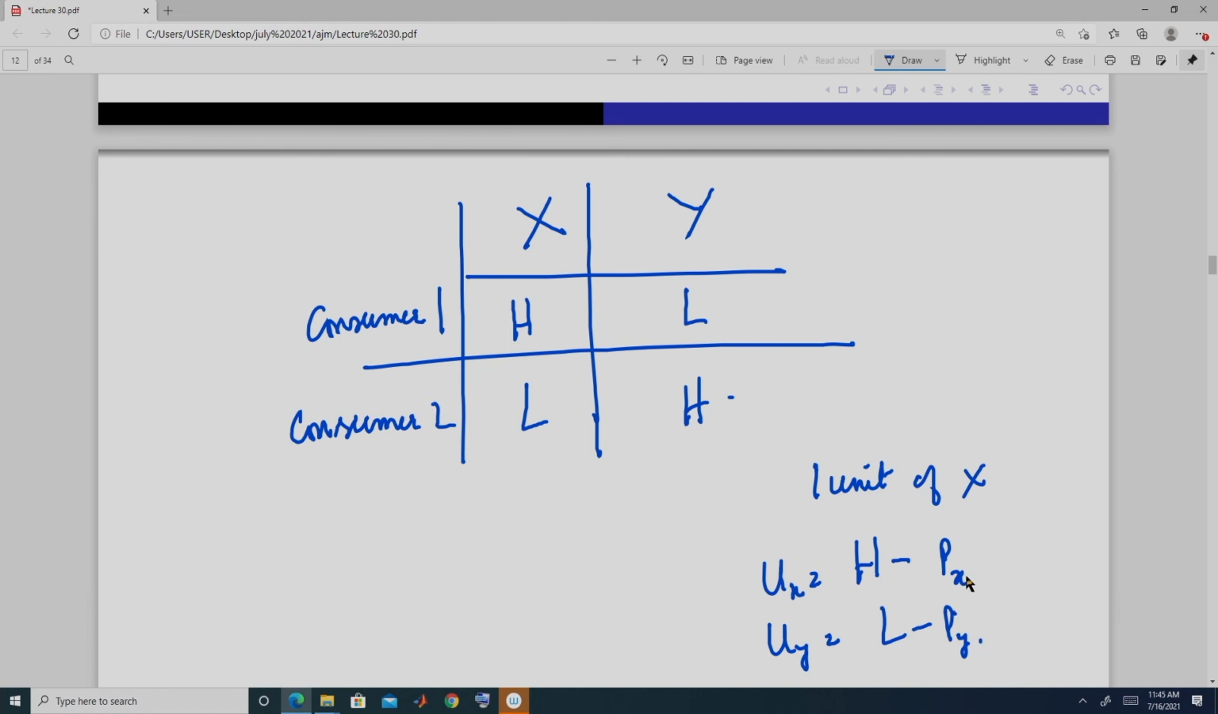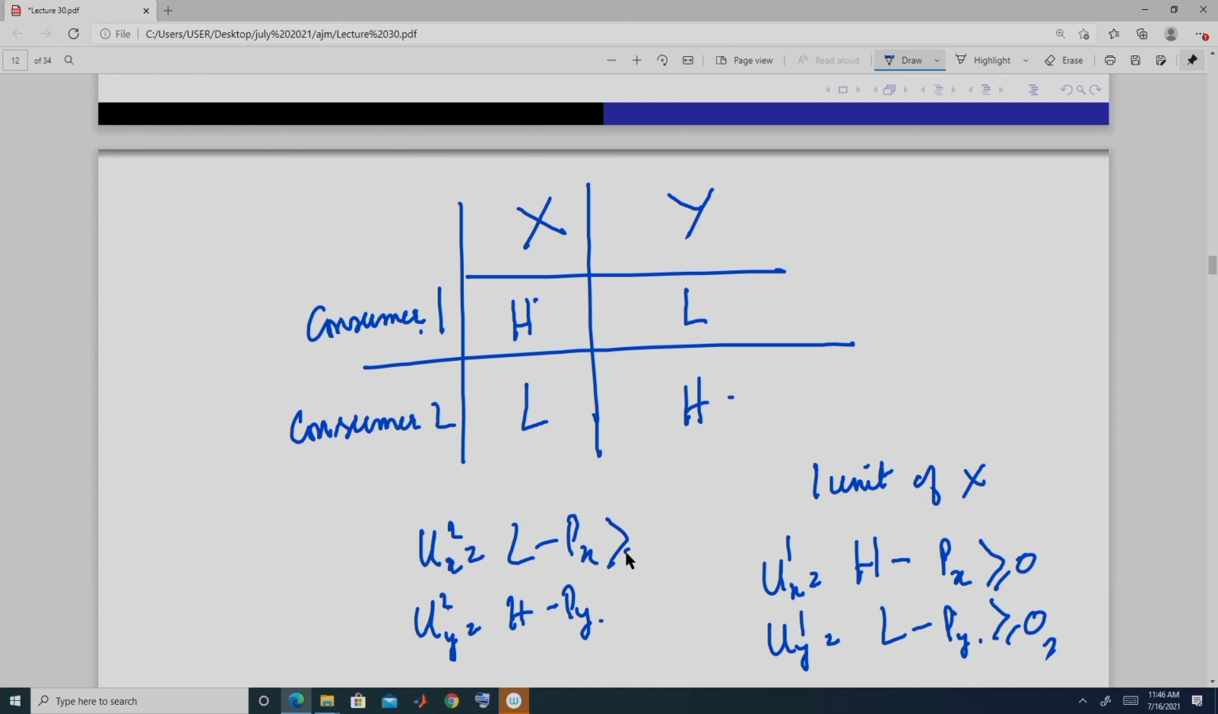These are the prices, and we assume that both consumers consume only 1 unit of a good. Consumer 1 consumes 1 unit of X and 1 unit of Y if both of them are affordable. Consumer 2 buys if they give non-negative utility, and for consumer 2 the utility is this. He will buy both products, 1 unit of each, if both of them are positive.